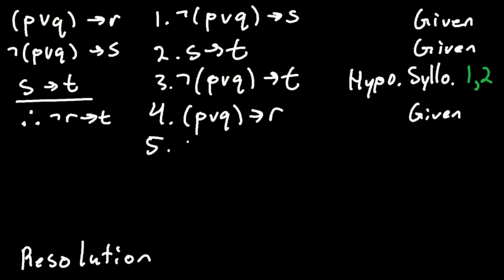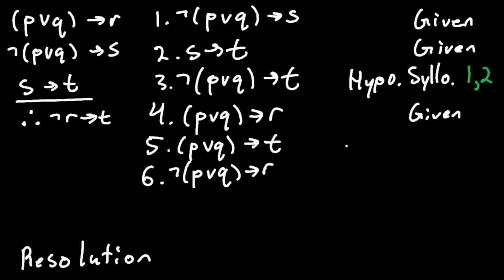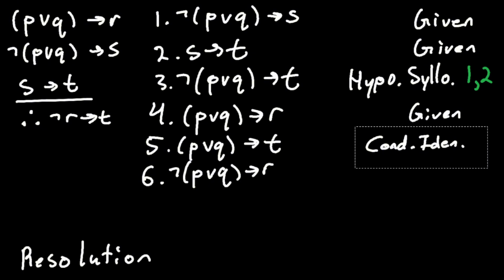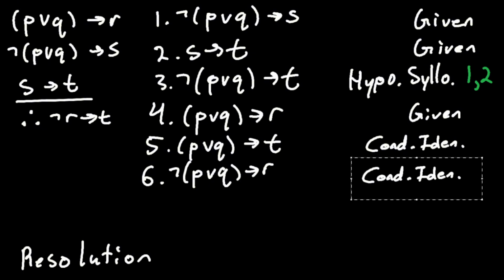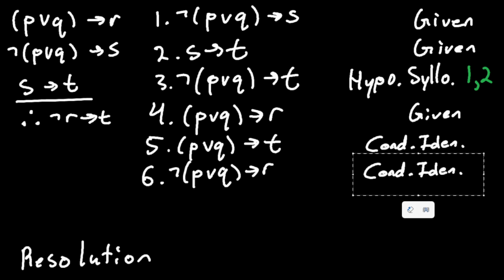So let's go ahead and do not P or Q dash T and not P or Q dash R, and both of these are conditional identity. I'm actually going to copy and paste this so I don't have to write it again. And this right here is the conditional identity on line 3. This right here is the conditional identity on line 4.